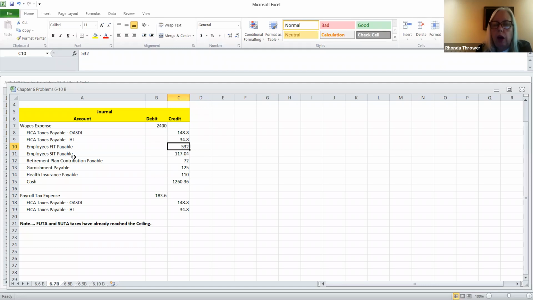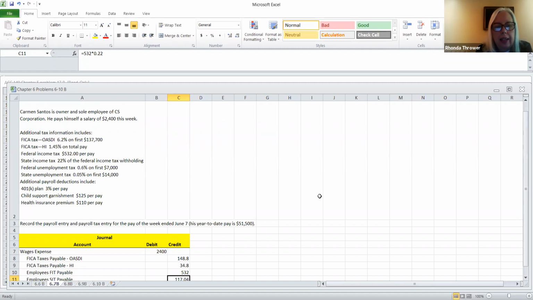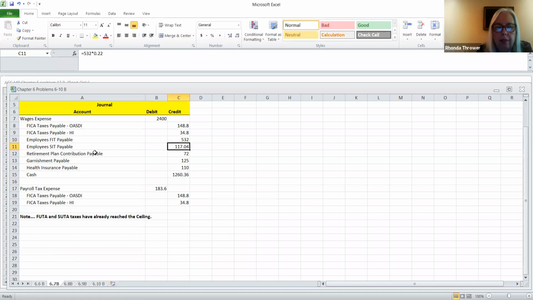This employee also has to pay some state income taxes payable. So we're going to take the $2,400 and multiply it by the state income tax rate, which actually is 22% of the federal withholding tax. So let me restate that. 22% is going to be multiplied by $532. That's how I get the employee's portion of state income taxes that is credited to his account.